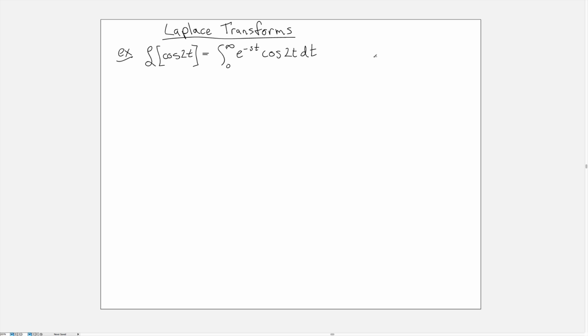And maybe you have an intuition that one way is better than another, but I'm just going to define u to be e to the minus st, and dv is cosine 2t dt. Getting a little squish there. So now I can calculate the du by just taking a derivative with respect to t, and I get minus s e to the minus st dt.